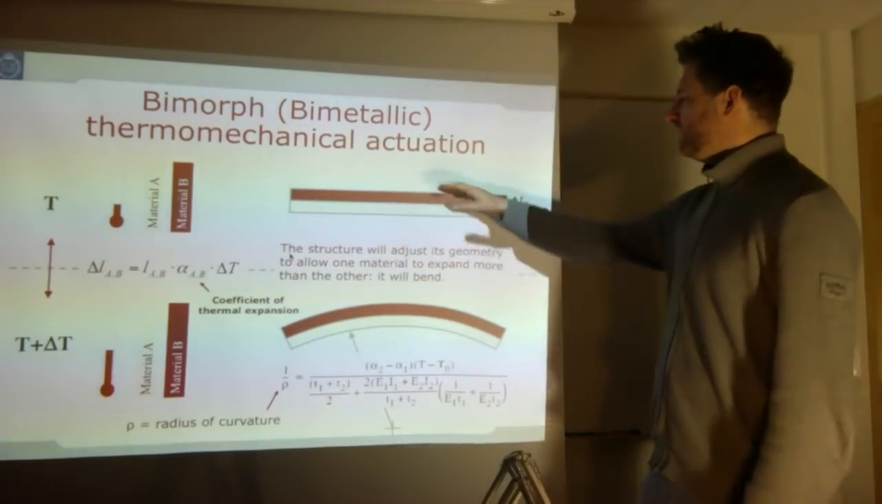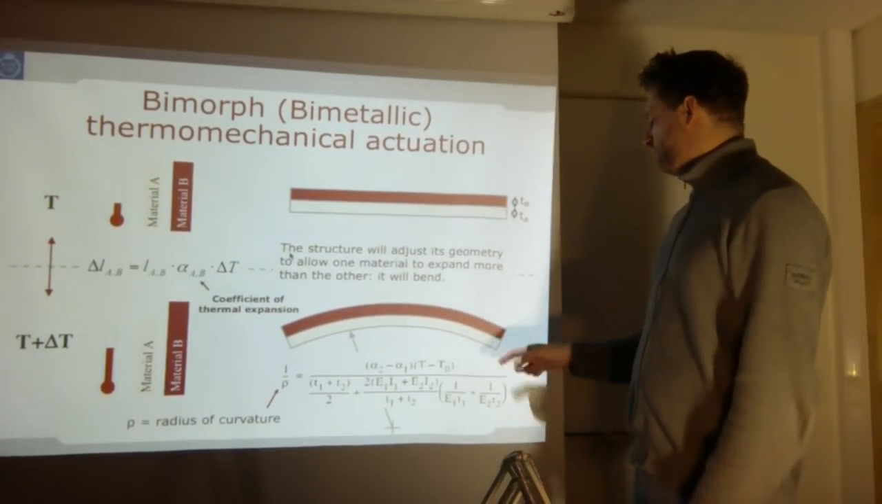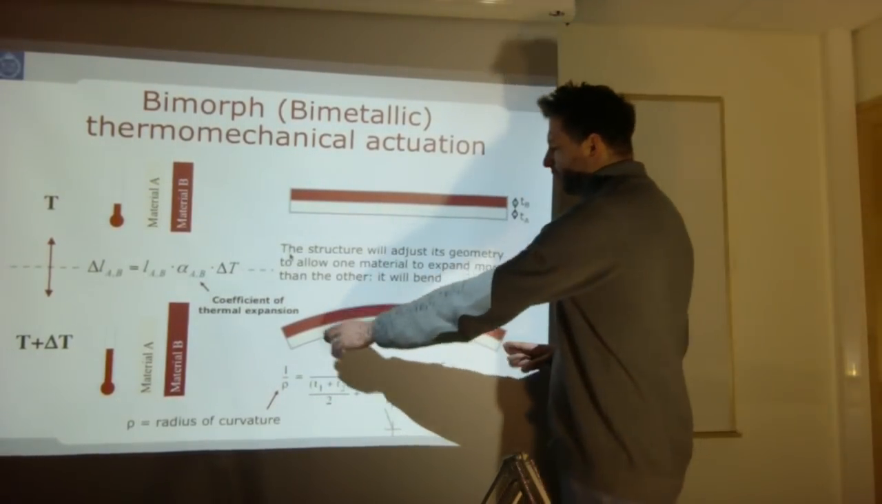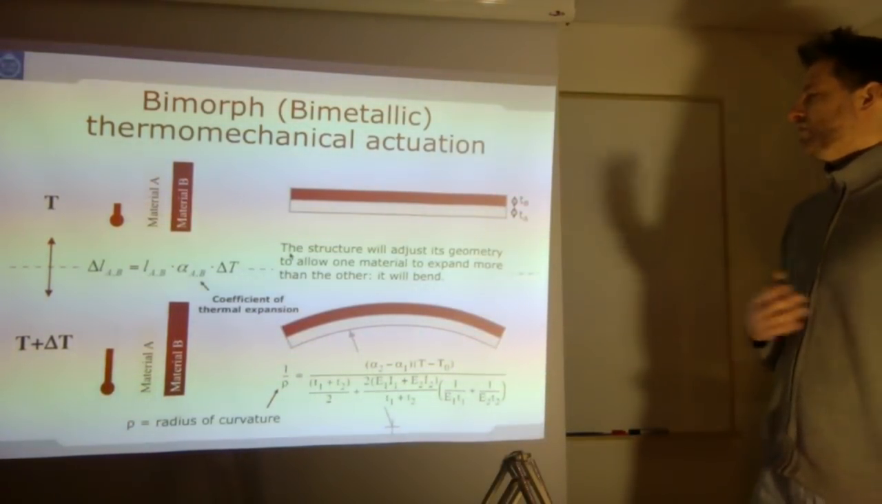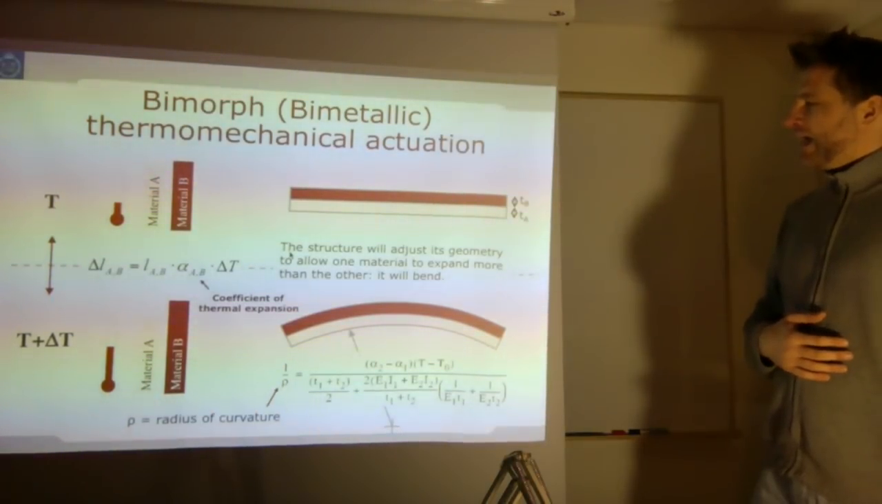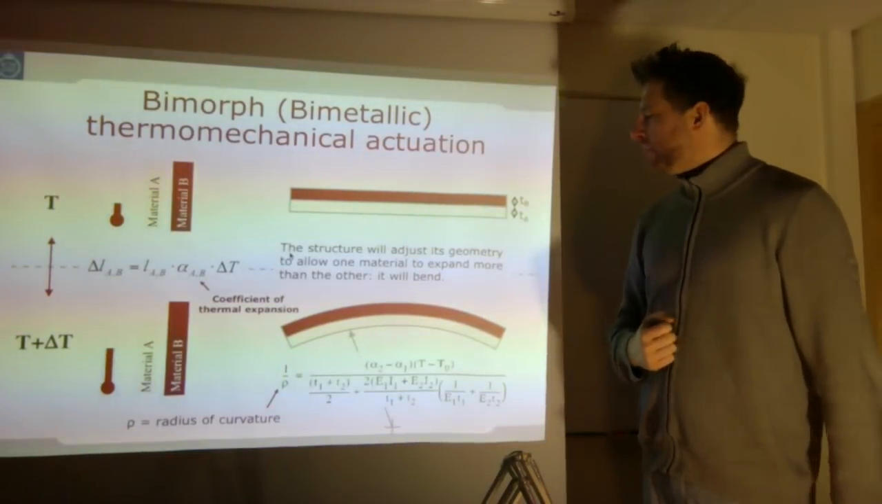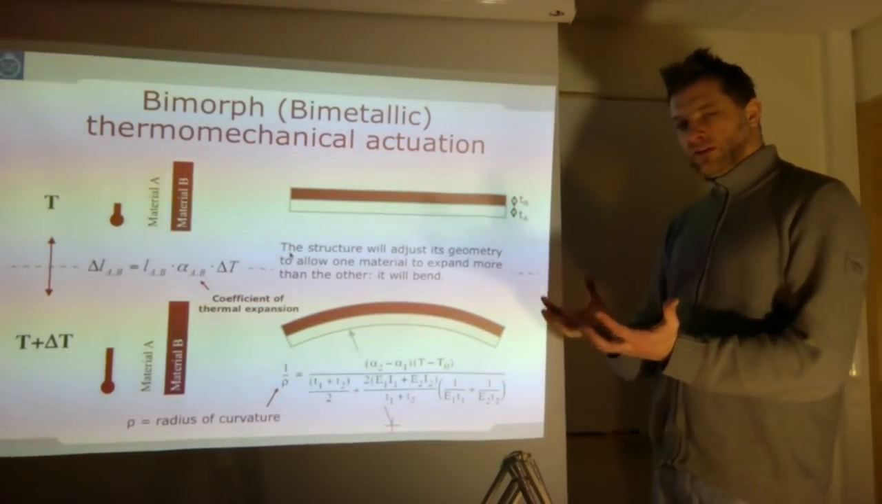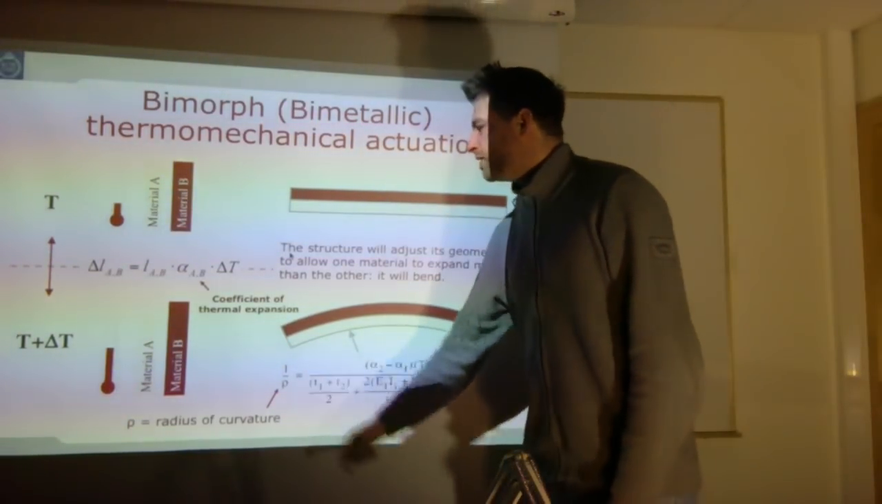So you can see this structure, if it's bonded in the middle, it will be forced to curve. So B will expand more than A. The structure will adjust its geometry to allow one material to expand more than the other. And if you have two thin flat plates and you make them bend, they will form a perfect spherical structure with a curvature radius that is expressed by this formula.